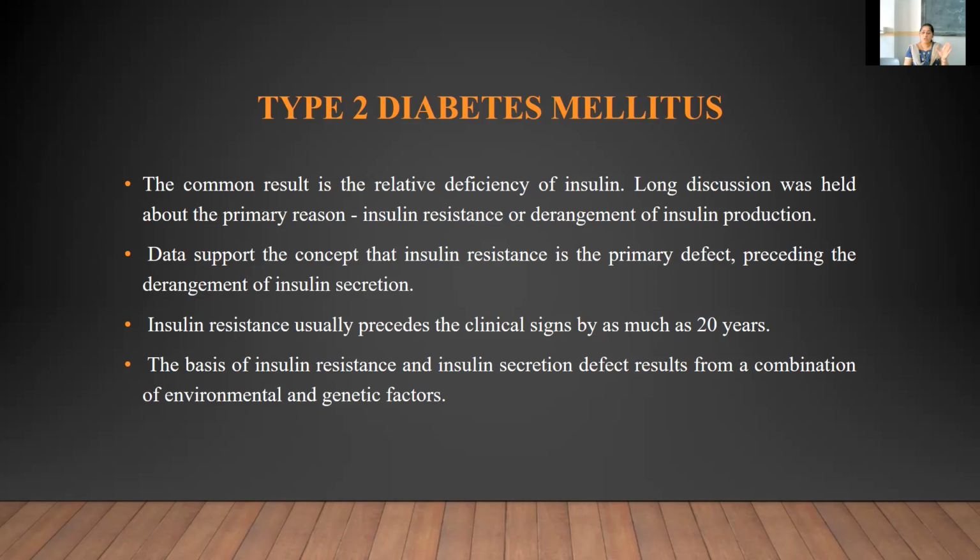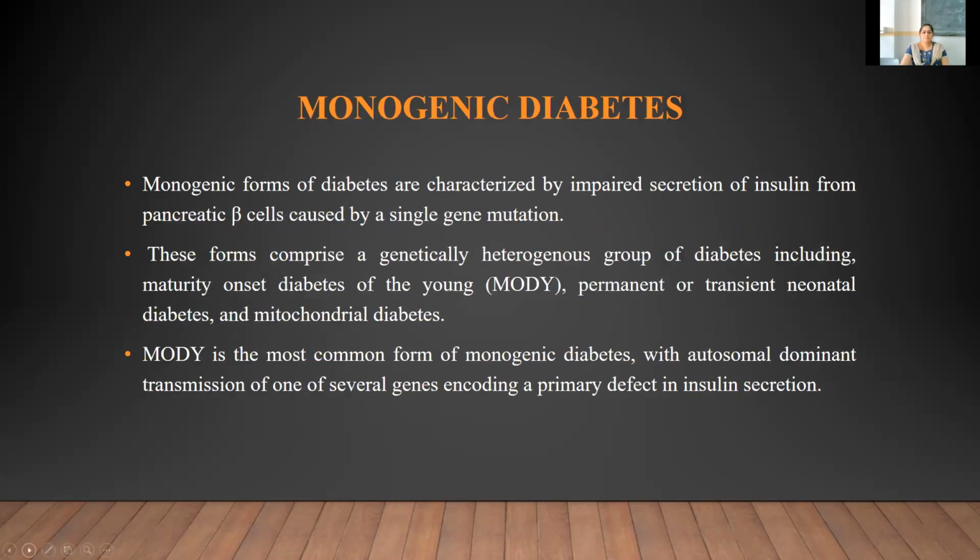Insulin resistance also usually precedes the clinical signs by as much as 20 years. Can you believe it? This resistance starts maybe at the age of 20, which is why it shows up at the age of 40. The basis of insulin resistance and insulin secretion defect results from a combination of environmental and genetic factors. Your genetic factor is a major contribution which you cannot change. Environmental factors you can change: the way you live, whether you are living in a very polluted area, whether you are going through a lot of stress. All these lifestyle changes can be done.